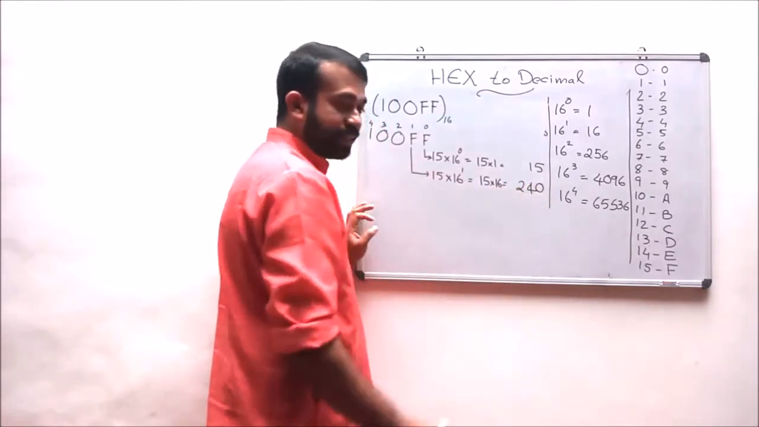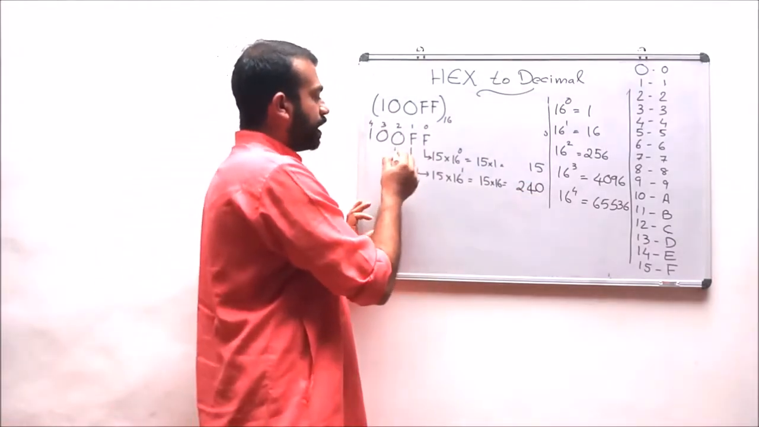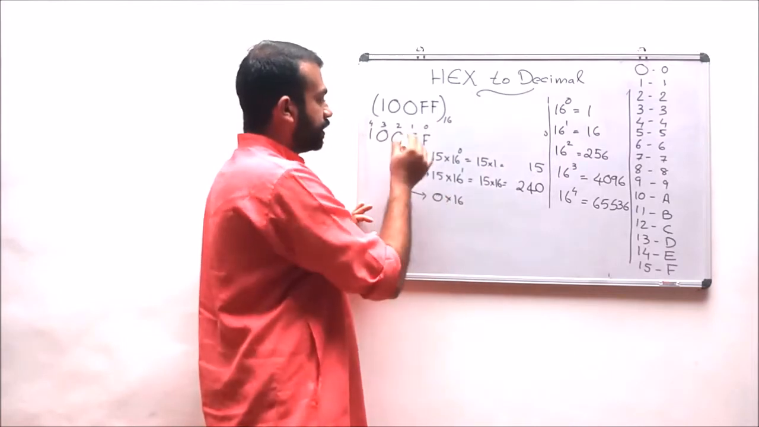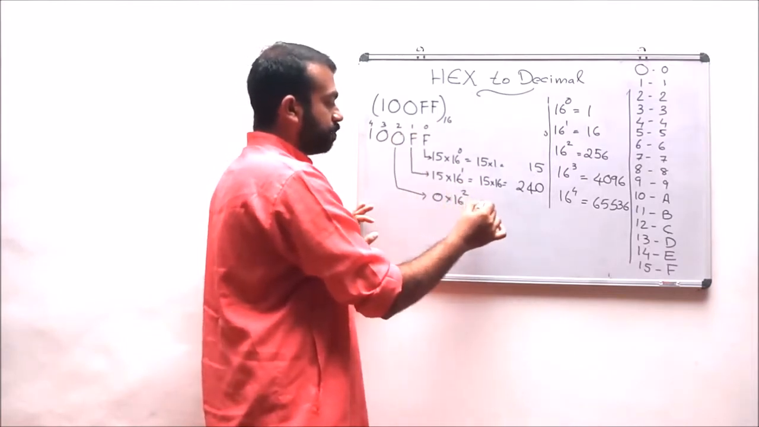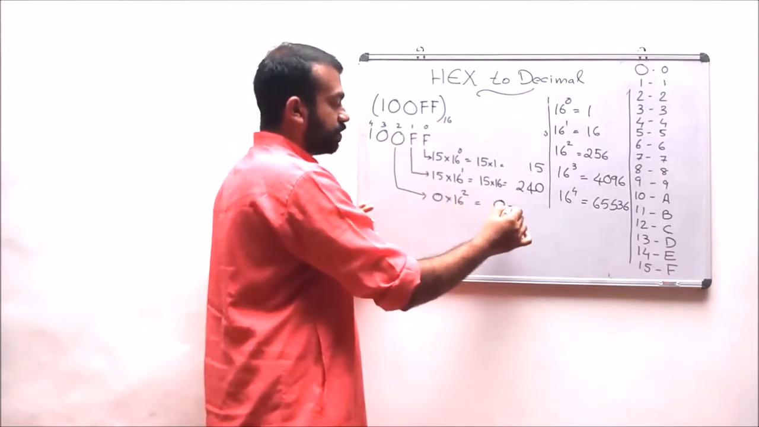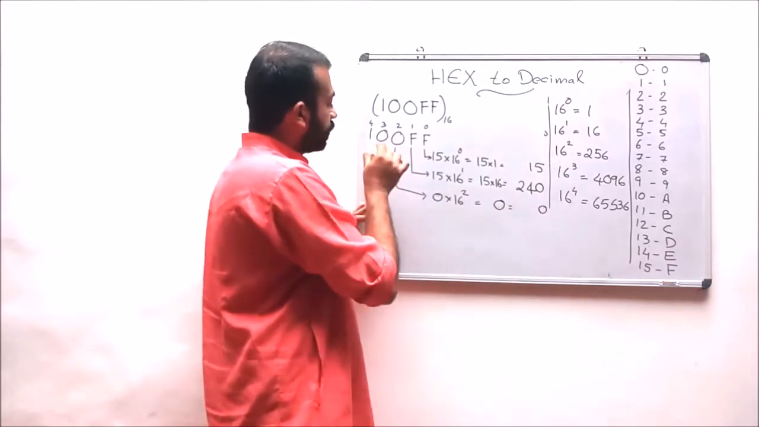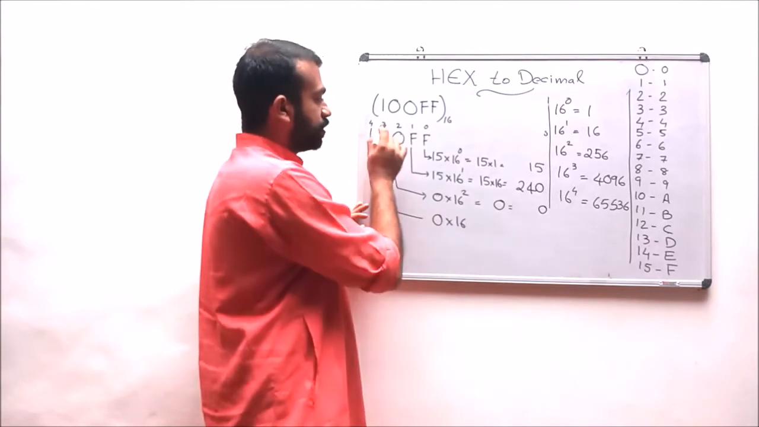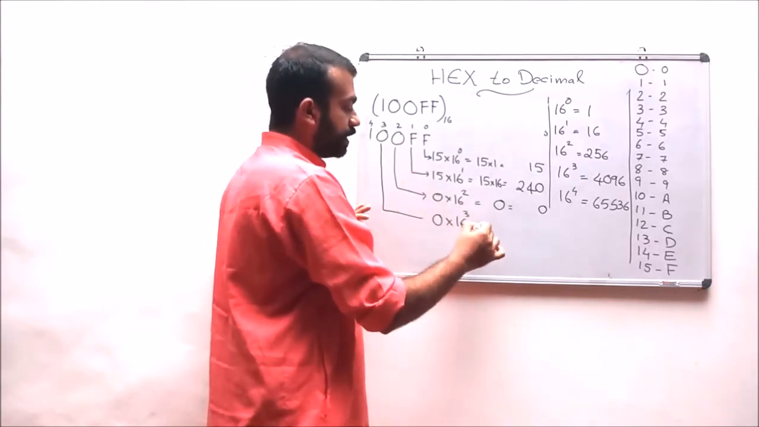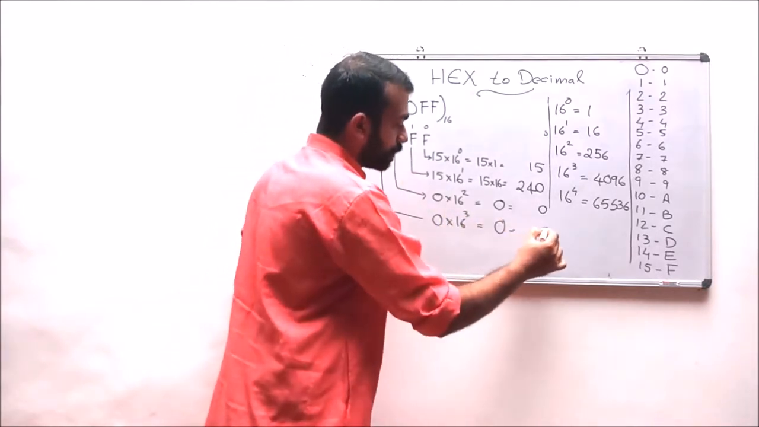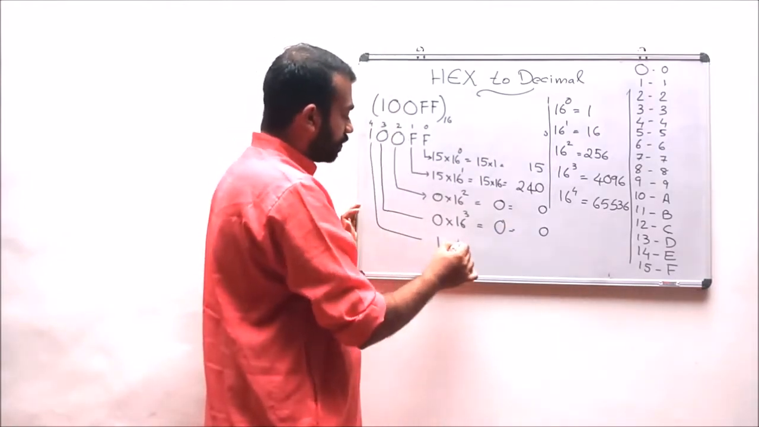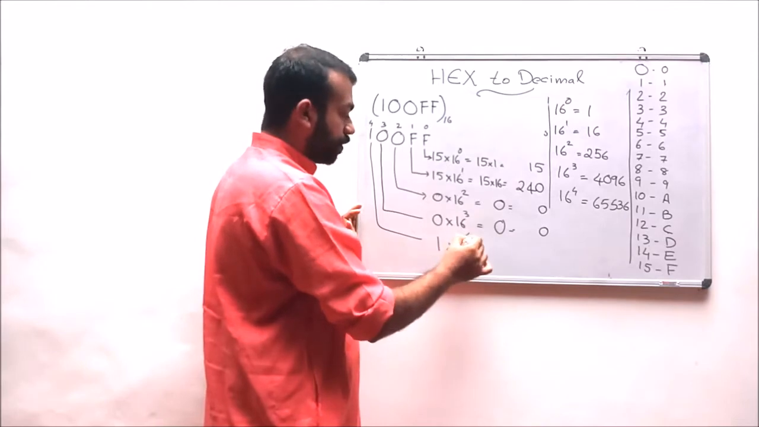In the next step, 0 is multiplied with 16 raised to 2. Any number multiplied with 0 will result in 0. And in this step, again 0 is multiplied with 16 raised to power 3. Again that results in 0. And in the last step, 1 is multiplied with 16 raised to 4.